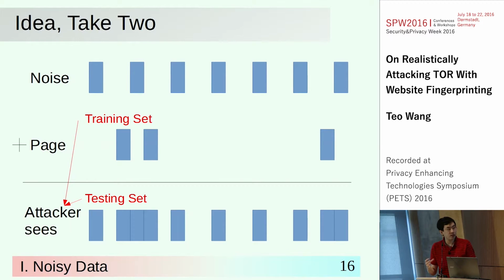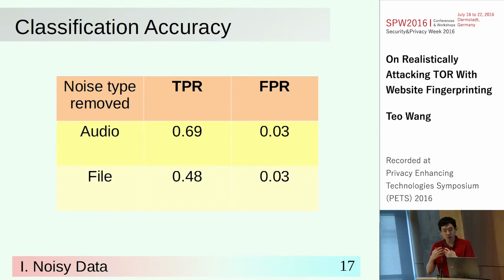We just train on the noisy set so that our training set and testing set are more similar to each other. Now, of course, the assumption here is the attacker can do this, as in the attacker can figure out what noise you have and therefore add it to their own training set. But if we can allow this assumption, it turns out that we can have much better accuracy. We have restored our true positive rate to somewhere between 50 to 70%, which is not too bad at all.